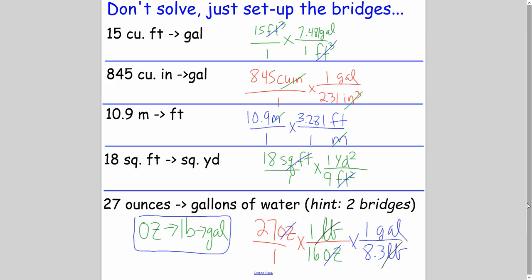And here's the rest of them. For this one, I did a game plan. I went from ounces to pounds to gallons. So I got rid of ounces, went to pounds, got rid of pounds, and went to gallons. And I didn't pick up any calculators. I'm not doing any multiplying. Okay, let's move on.